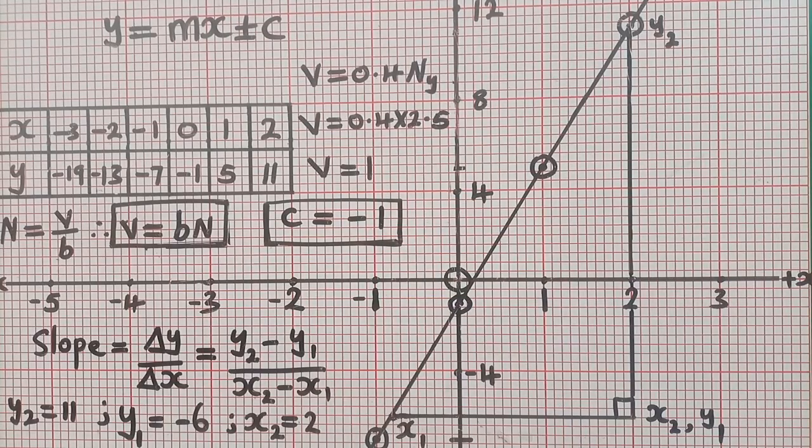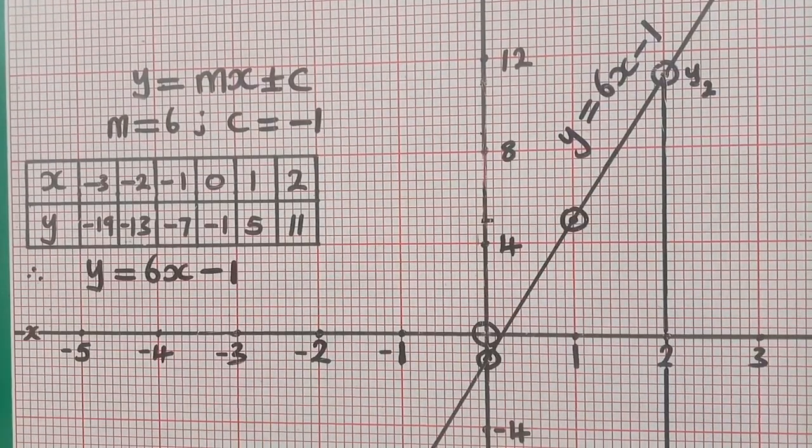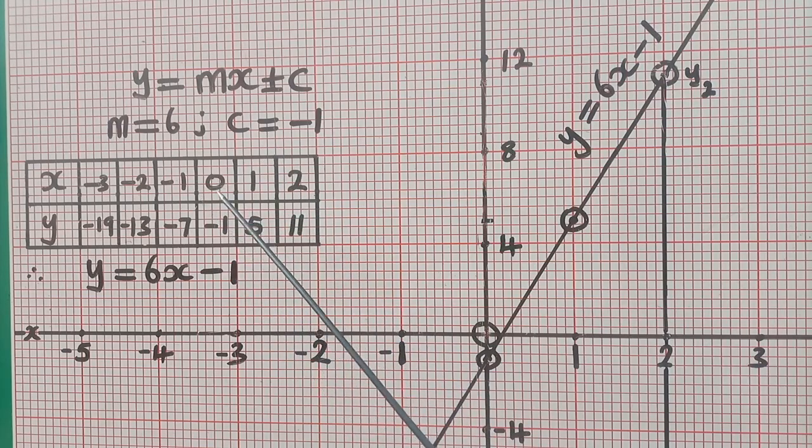Let us now go back to the equation we want to derive. So far, we've seen that the slope is equal to 6 and the intercept, vertical intercept, is equal to minus 1. So by substitution, we get the equation for this table. The equation connecting the y and x as y is equal to 6x. This plus or minus is minus here. Then c, 1. Therefore, y is equal to 6x minus 1 is the equation for this table.